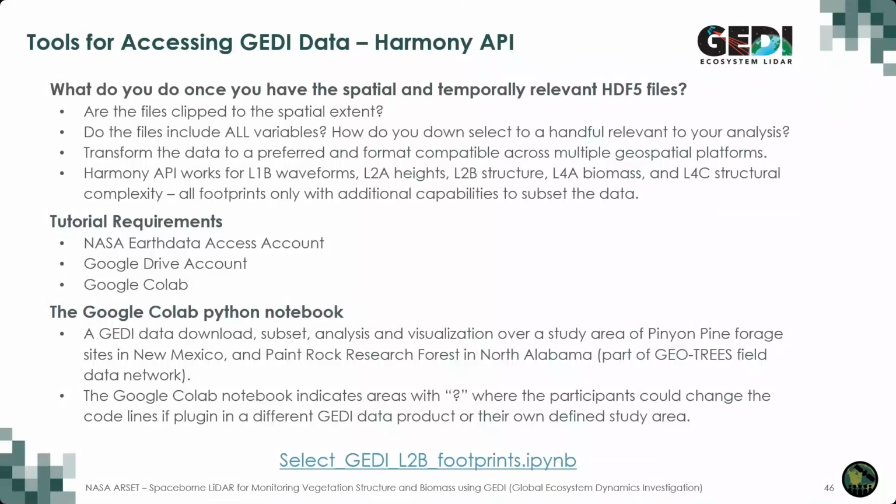if you do Command or Control F, if you're looking to customize a notebook and plug in your own AOI or change the data product, so we'll be using an example with level 2B vegetation structure. If you wanted to look at level 1A or look at 4A for biomass, you can search for the question marks and follow the input prompts throughout the demonstration.